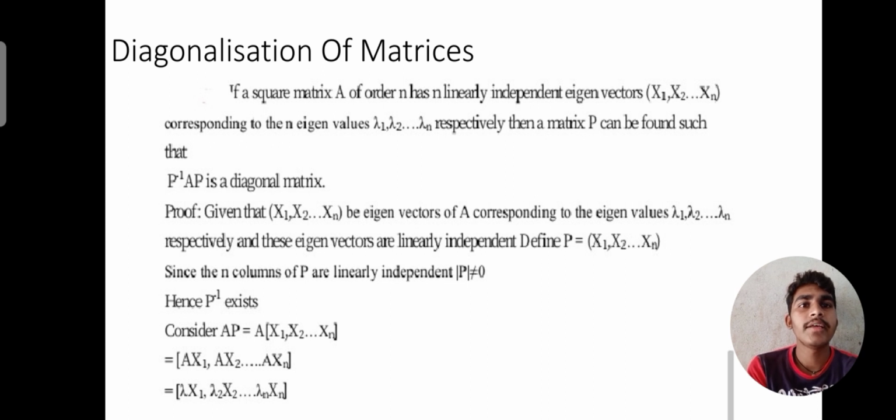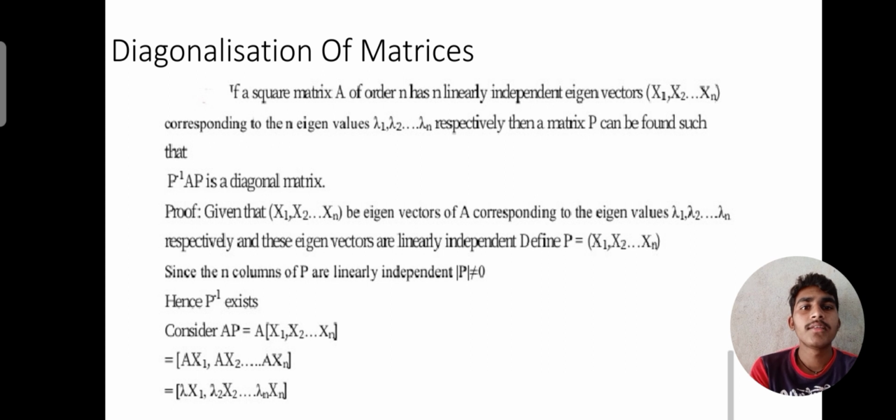If a square matrix A of order n has n linearly independent eigenvectors, let's say x1, x2 up to xn, corresponding to n eigenvalues lambda 1, lambda 2 to lambda n respectively, then a matrix P can be found such that P inverse A P is a diagonal matrix. Proof: given that x1, x2 up to xn are eigenvectors of A corresponding to the eigenvalues lambda 1, lambda 2 to lambda n respectively, and these eigenvectors are linearly independent, define P equal to [x1, x2 up to xn].